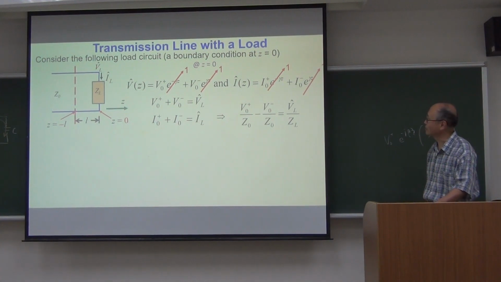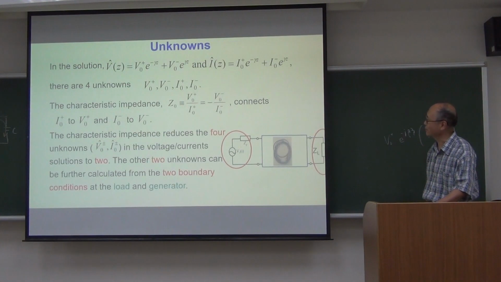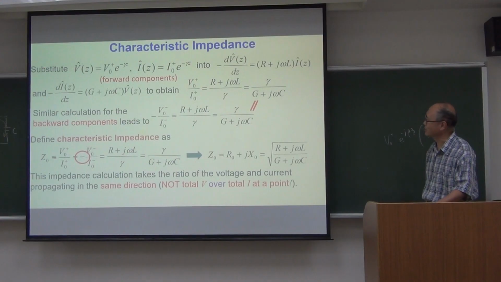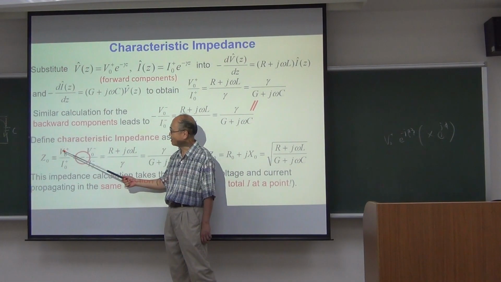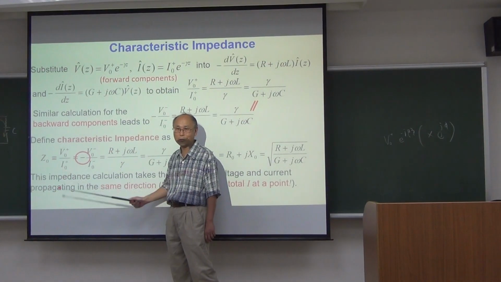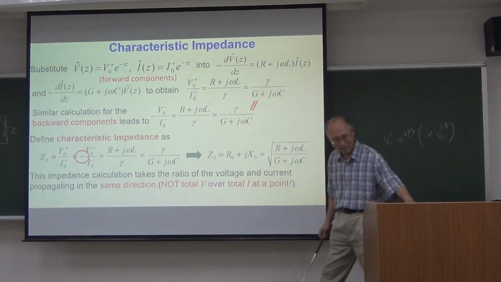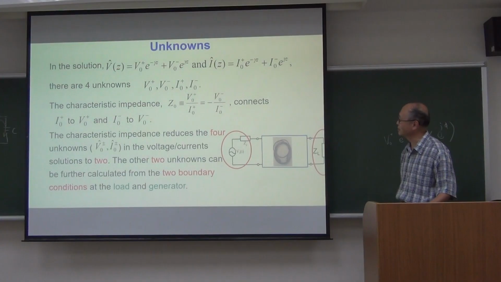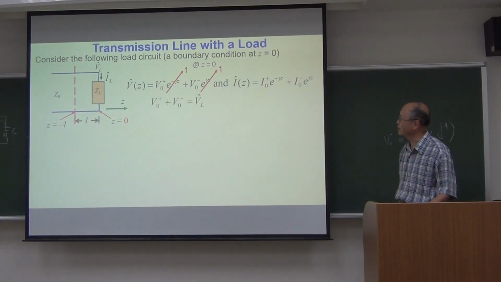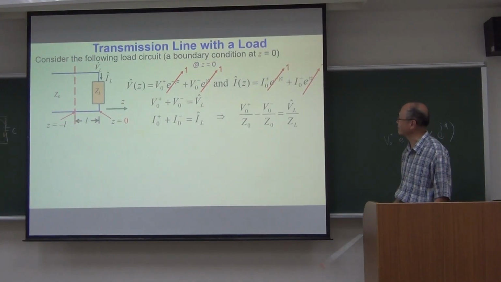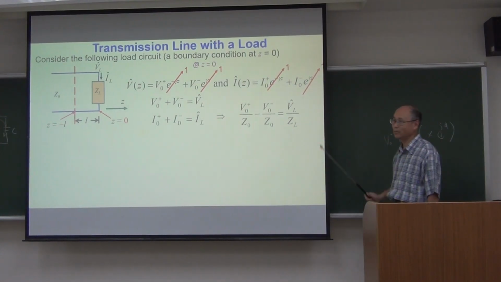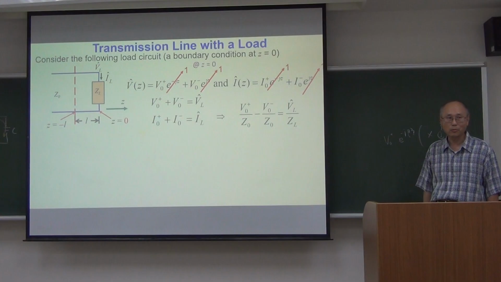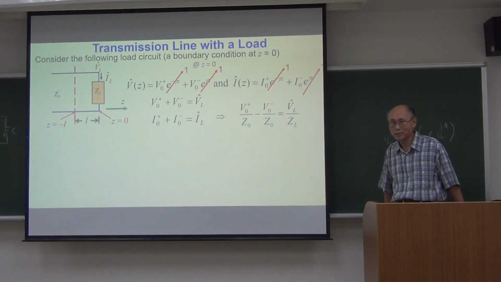Don't get confused with this definition of the characteristic impedance. Okay. This characteristic impedance is a partial voltage over partial current. But for the load impedance, now we go back to the original definition for impedance. Total voltage divided by total current will be the load impedance. So this is one point you want to remember.